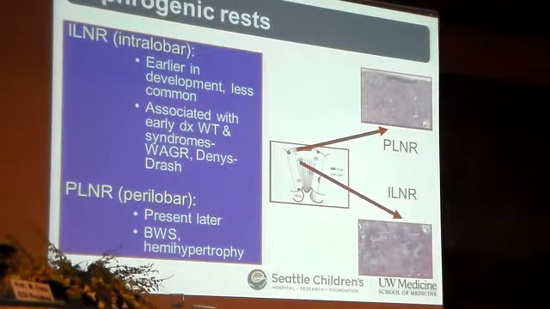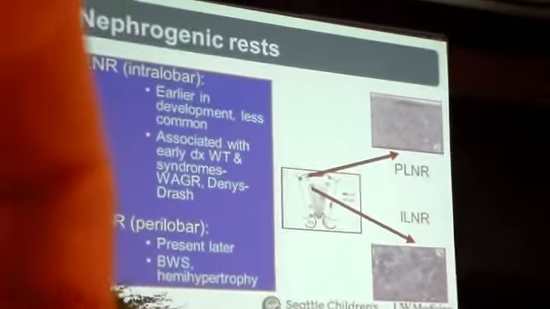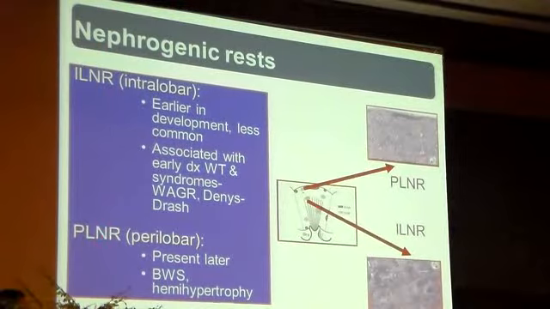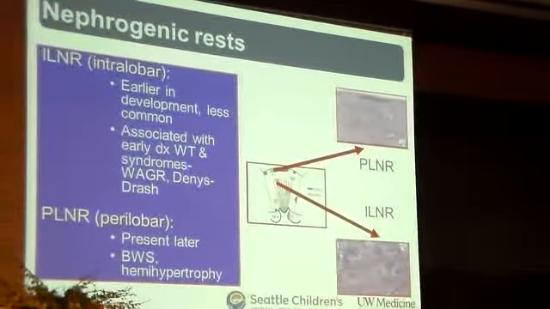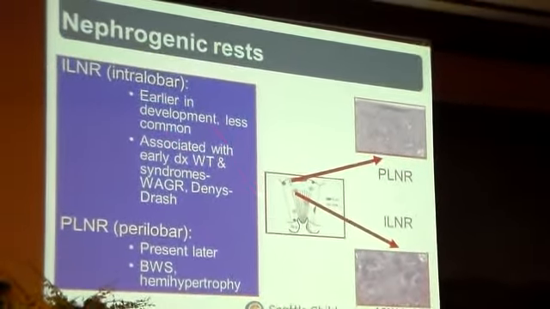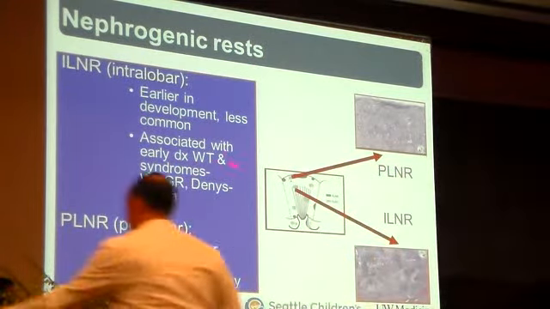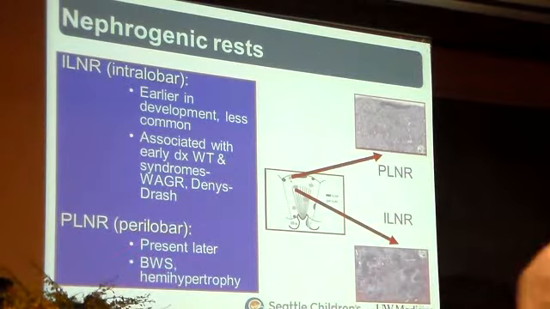Nephrogenic rests are thought to be the precursors of Wilms tumor. There are two different types of nephrogenic rests: the intralobar and the perilobar. The intralobar ones, because they're inside the kidney, are basically earlier in development, because the kidney develops from outside in. So the inside ones are earlier in development, and they're more associated with syndromes. I'll talk about WAGR syndrome and Denys-Drash. The perilobar nephrogenic rests present later, and they're associated with syndromes like Beckwith-Wiedemann and hemihypertrophy.